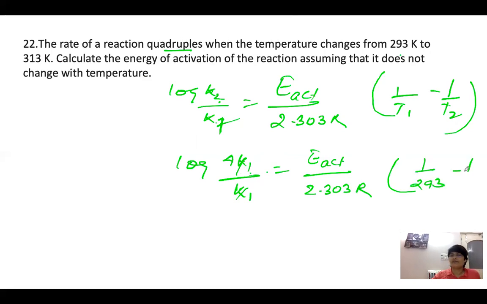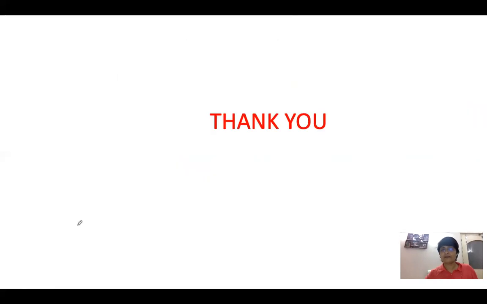We have got this question several times in the board exam, so please find out this thing. And while solving log and all, be careful. So this is clear. Thank you very much.